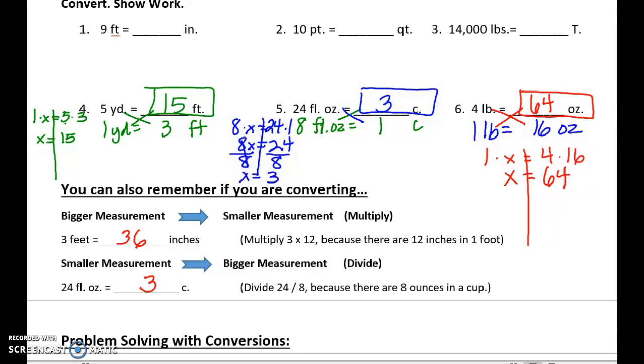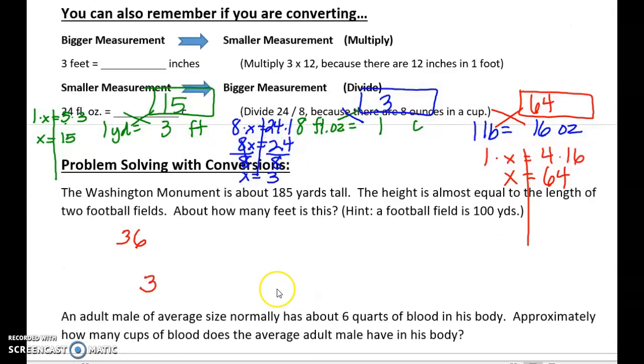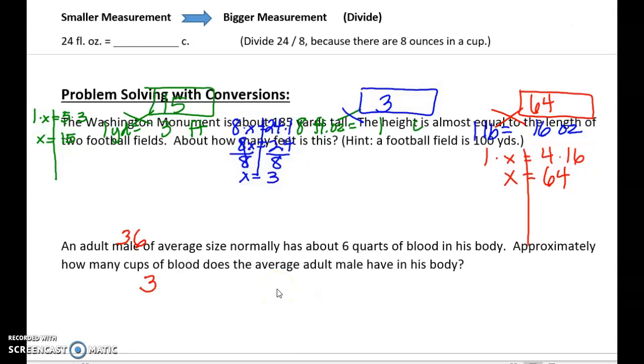Okay? So always look back and say, does it make sense? Did I go from bigger to smaller? Then I would multiply. My answer would get bigger. But if I have a smaller measurement to a bigger measurement, it's going to divide, and my answer is going to get smaller. Okay? All right, let's keep going.